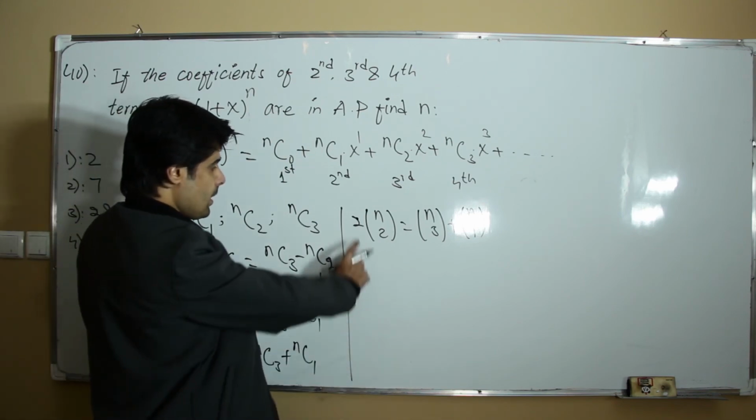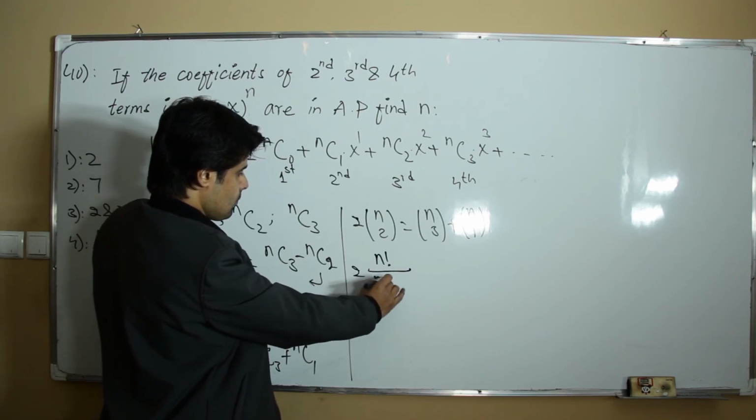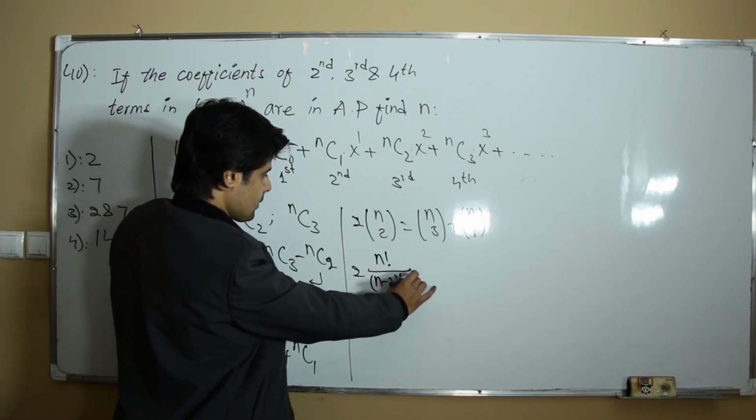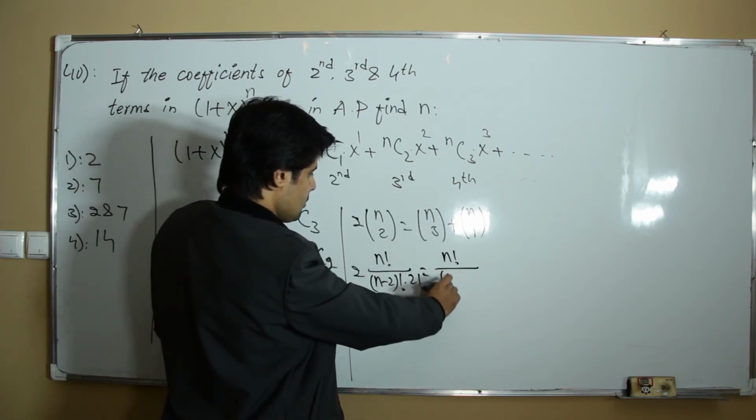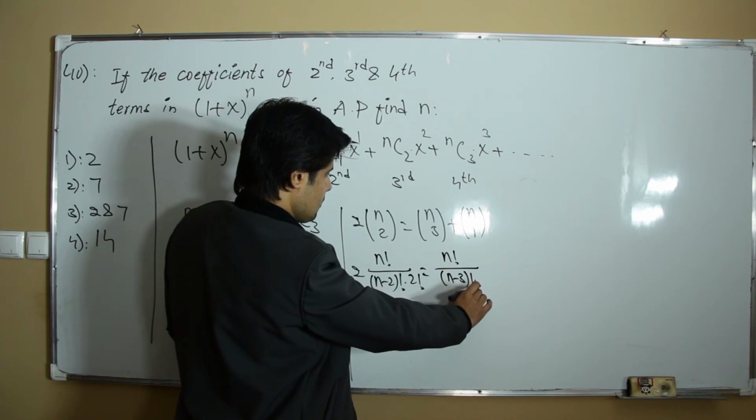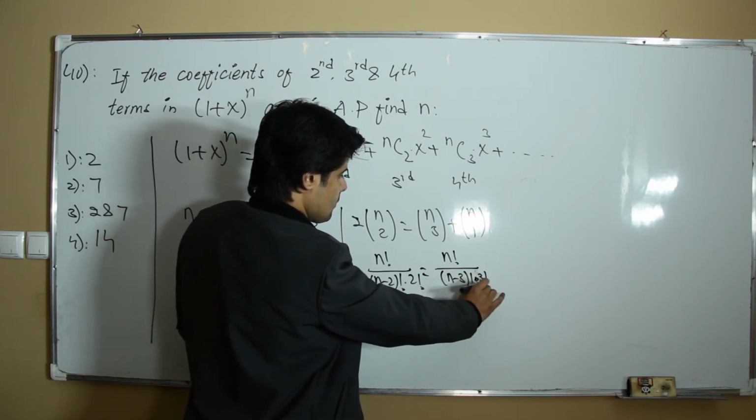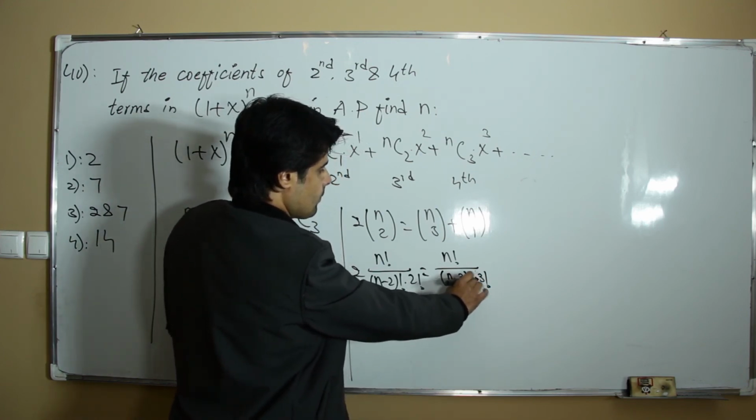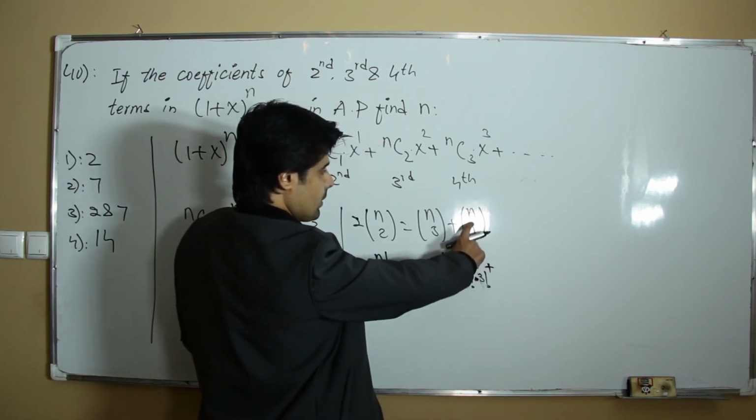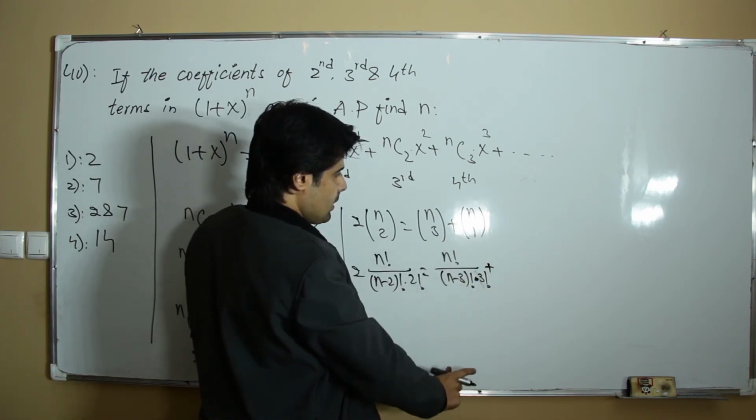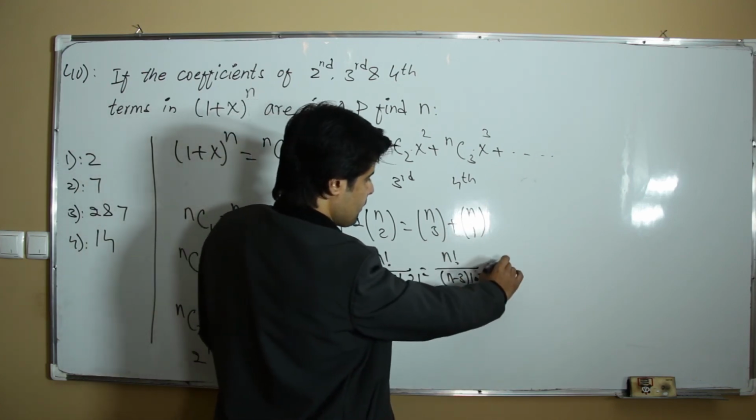Simplify. 2, this one means n factorial over n minus 2 factorial times 2 factorial, is equal to n factorial over n minus 3 factorial times 3 factorial. Am I right? Yes. Plus, and this one, n choose 1, it's n. Or you can simplify.